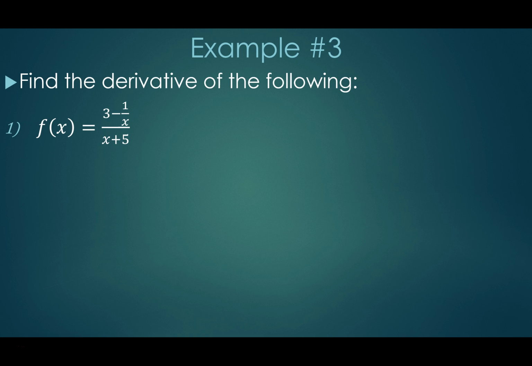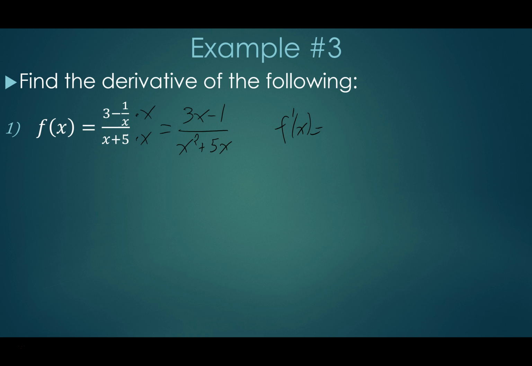Okay, now, for this function, we have f of x equals (3 minus 1 over x) over (x plus 5). This is a fraction inside a fraction. We don't want to deal with it the way it is right now. It becomes a much more complex problem. So, to get rid of this fraction right here, I should multiply everything by x, top and bottom. That'll eliminate the fraction inside the fraction. That'll give me this as (3x minus 1) over (x squared plus 5x). I now have a normal rational function, so I can go ahead and apply my usual quotient rule to do this problem.